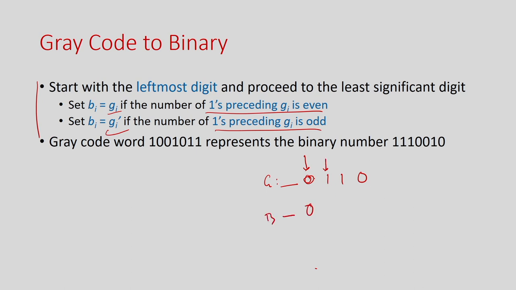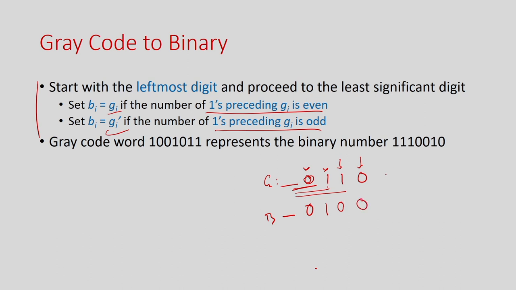Then if you are at this bit, right, you will see how many 1s are there here. The number of 1s is even because it is 0, right? So, I will just keep the bit as it is. Now, when I take the third bit, what will happen? I have to check how many 1s are there here, and the number of 1s is 1, which is odd. So, I will flip this bit, okay. Now, when I take this bit, I will check how many 1s are here; the number of 1s is 2, 1 plus 1. So, you will keep this bit as it is, okay.